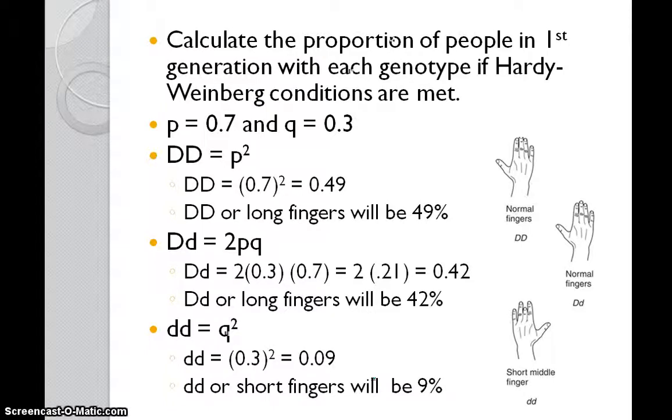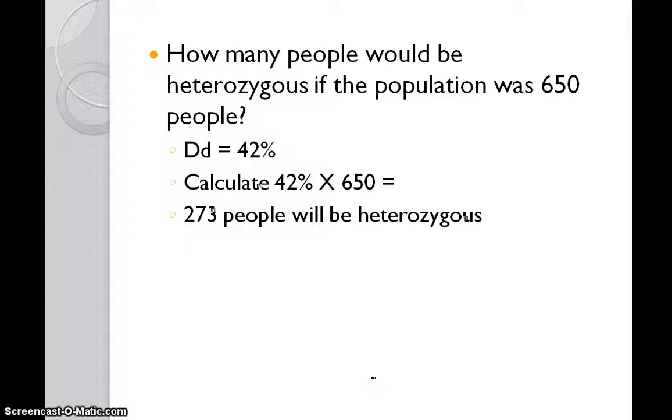A third type of question they might ask would be then to say, how many people would be heterozygous if the population had 650 people? So now they're asking you to consider a specific population size. So we know that our big D, little d, which is our heterozygous, was 42%. And we then want to calculate what 42% of 650 is. So we would take 42% times 650, and in this particular situation, 273 people out of our population of 650 would be heterozygous.